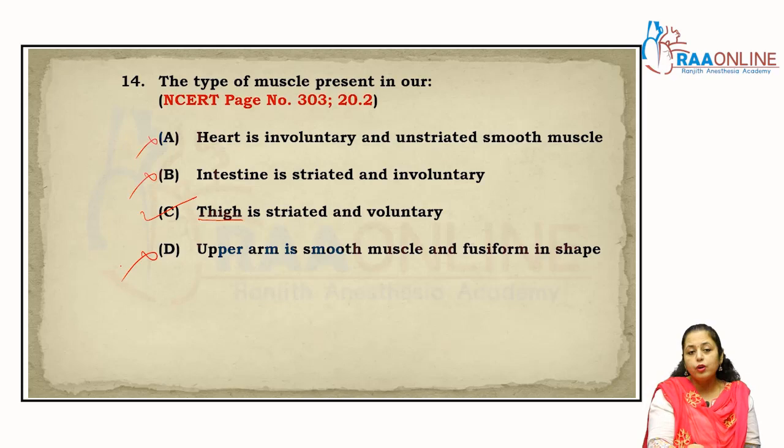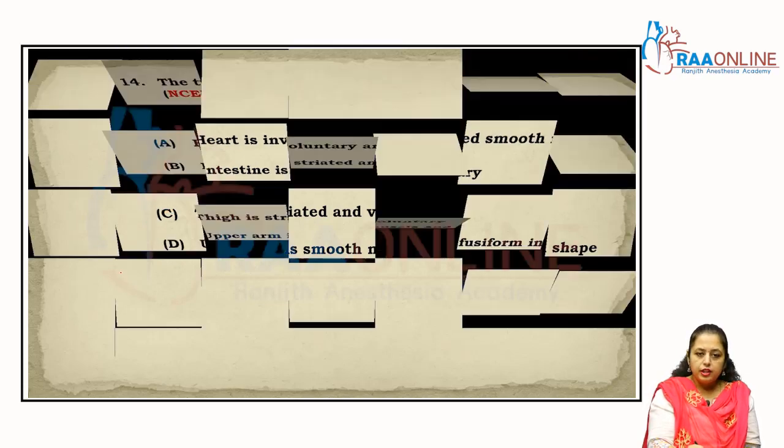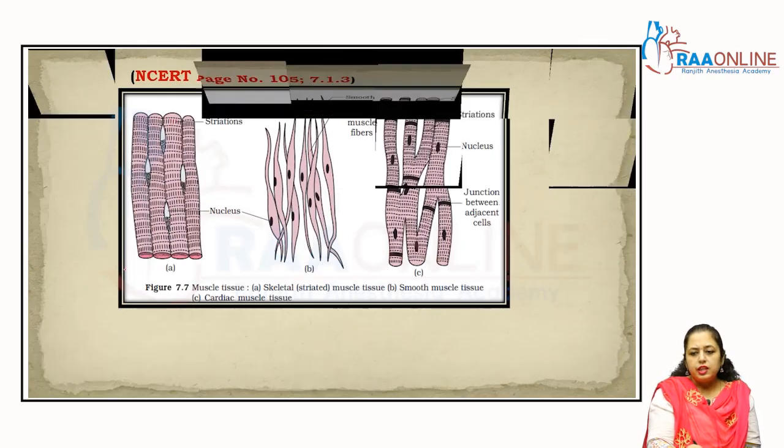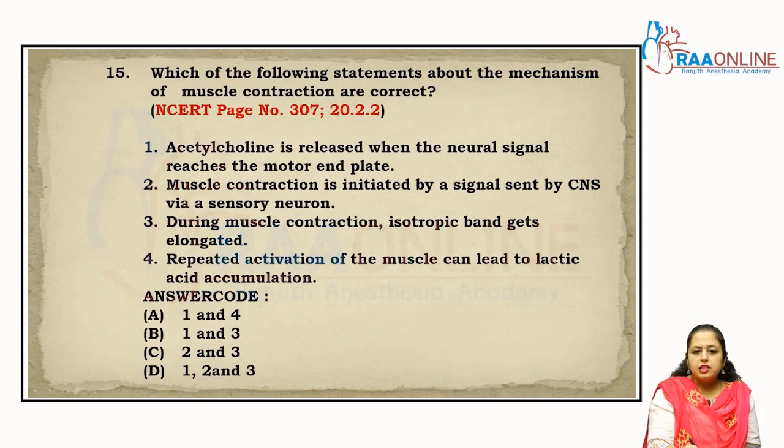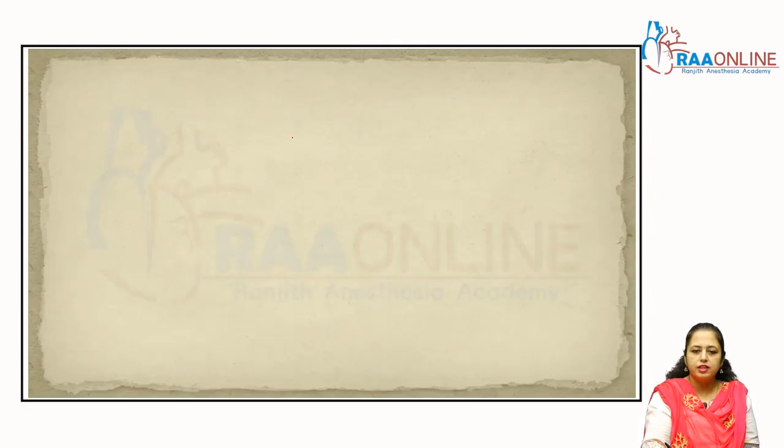Sometimes you have to correlate it like that, right? Now come to the next question, that is, which one of the following statements about the mechanism of muscle contraction is correct, right? So there is the muscle contraction. Now come to the muscle contraction theory, which is known as the sliding filament theory.